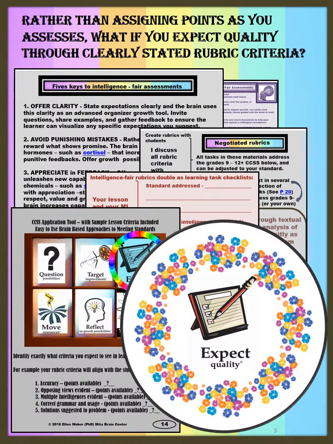Step 3 is the challenge to not assign points as you assess in traditional ways, but rather to expect quality through clearly stated rubrics given ahead. The quality will be your evidence. Students will have intelligence fair assessments if they negotiate the rubrics with you and brainstorm what those criteria might be ahead of their doing the assignments.